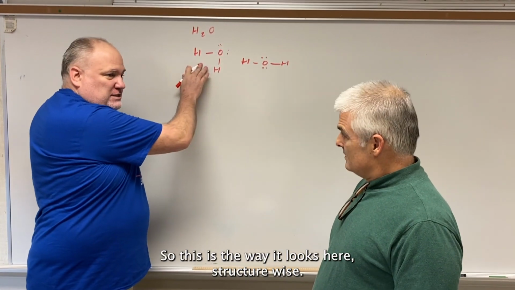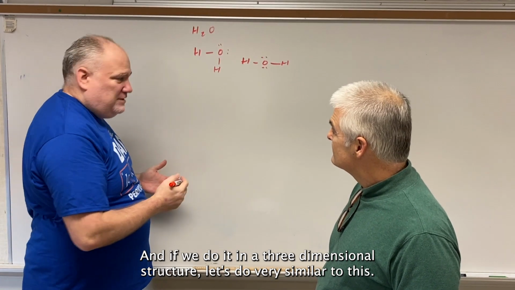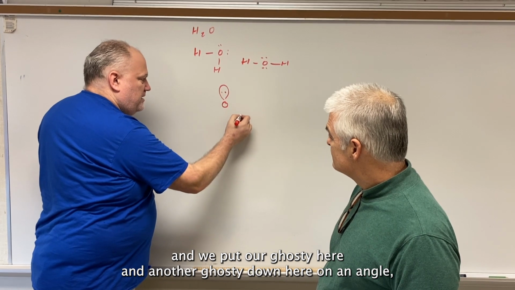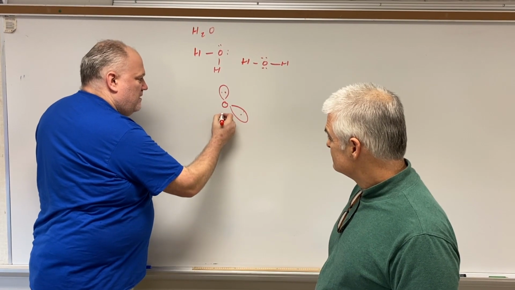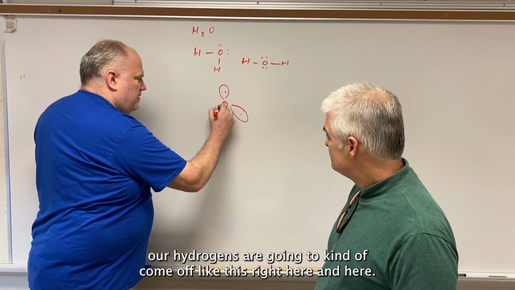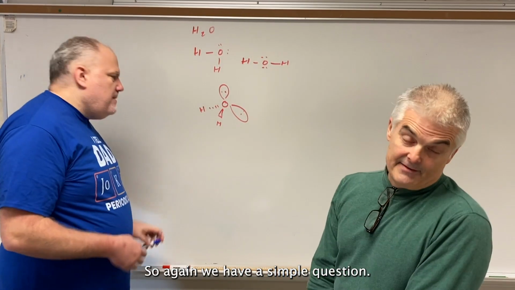So this is the way it looks here structure-wise, and if we drew it in a three-dimensional structure, it's going to look very similar to this, because if we put our O in the middle, right, and we put our ghosty here and another ghosty down here on an angle, our hydrogens are going to kind of come off like this, right? Here and here. It's a bent shape.